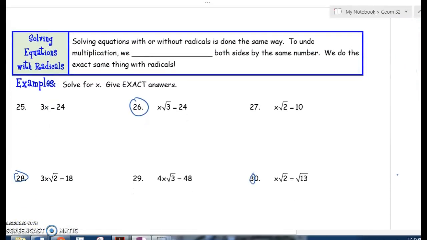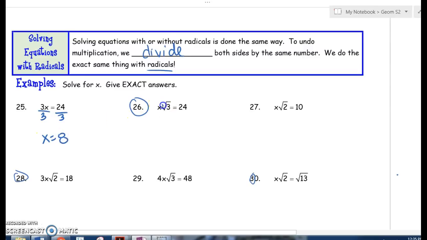We're going to go to the very last part, solving equations with radicals. Solving equations with or without radicals is done the same. To undo multiplication, we divide both sides by the same number. We do the exact same thing with radicals. So like something like 25, you've done this many times. You divide by 3 to get x by itself, you get 8.